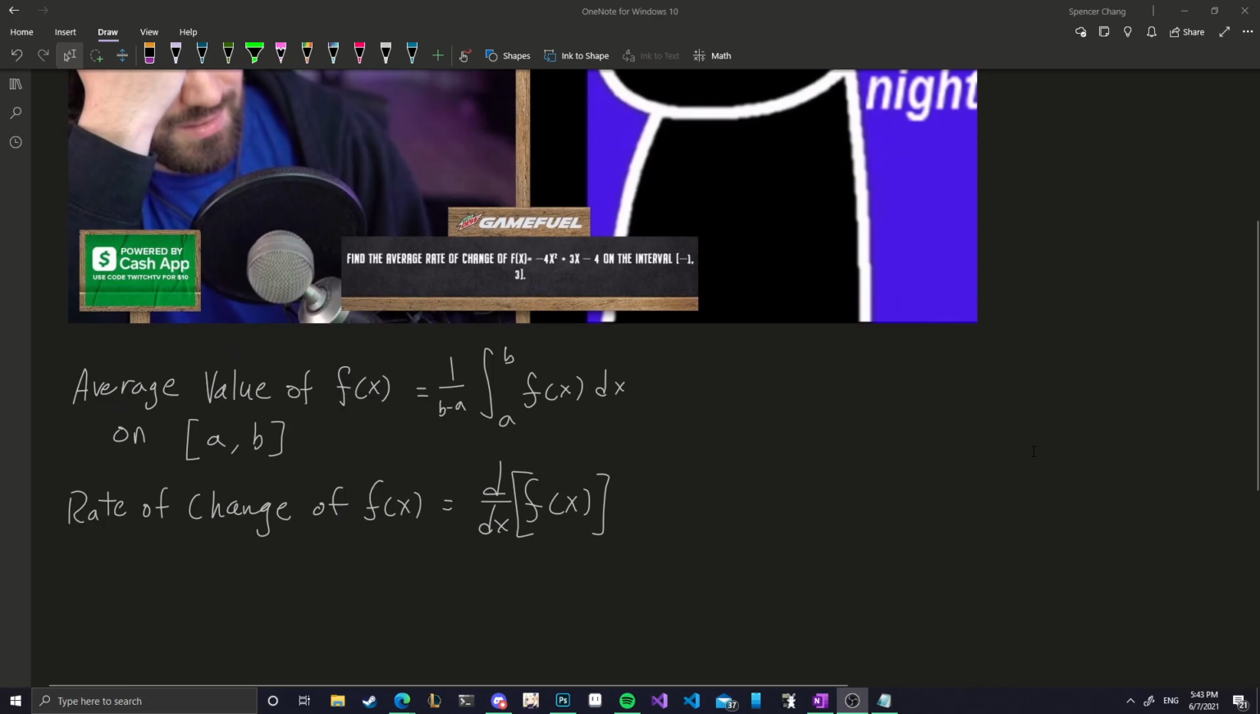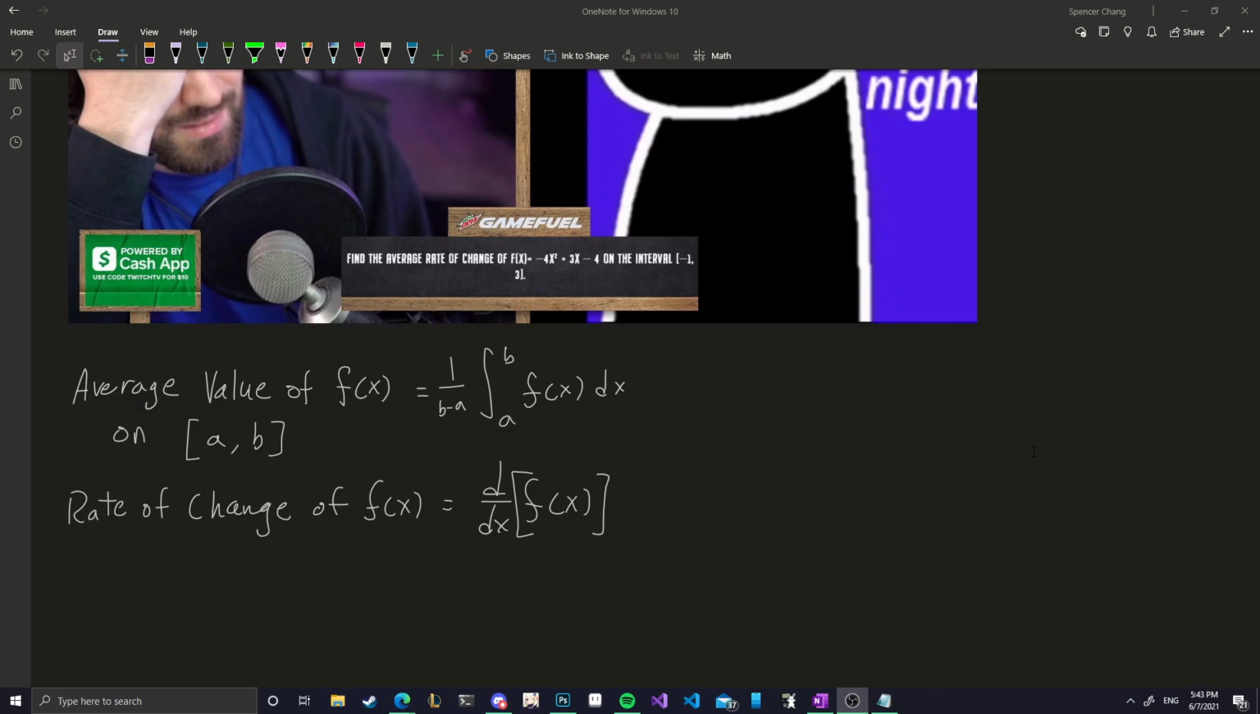Now recall that the average value of a function f of x is equal to the area of that function divided by the length of the interval. In this case, we can interpret this as the integral from the bounds a to b of the function f of x all over b minus a, which is the length of the interval.